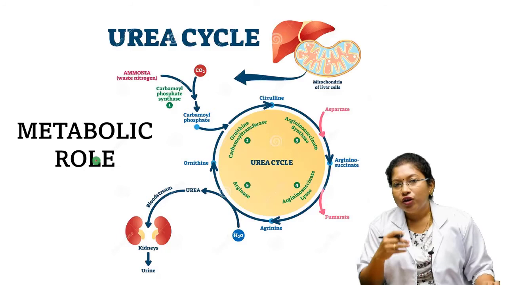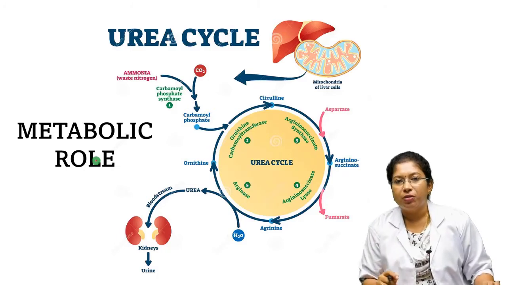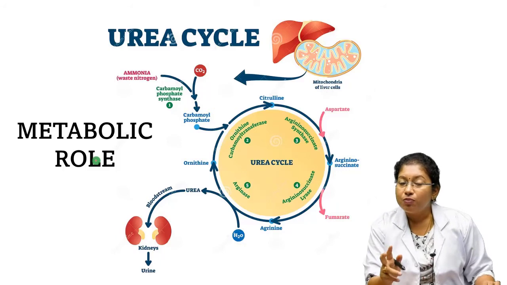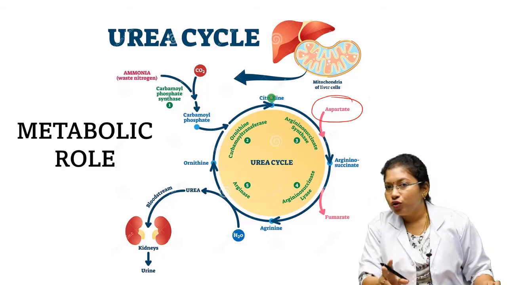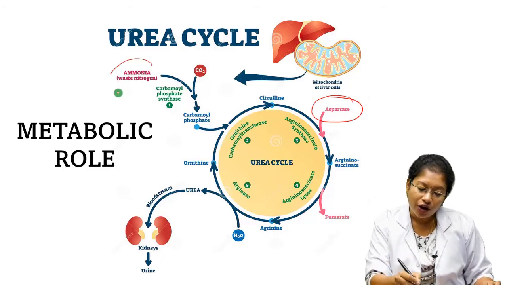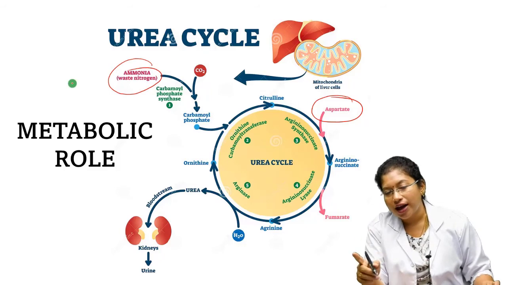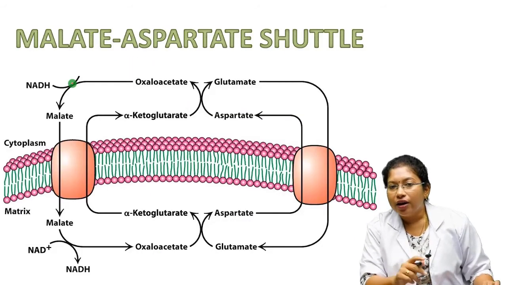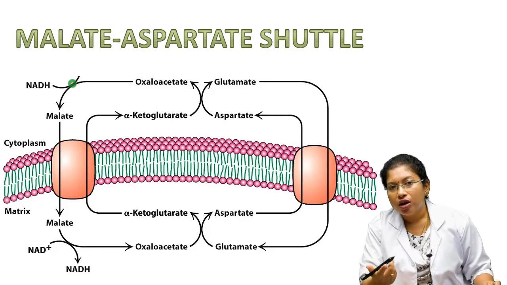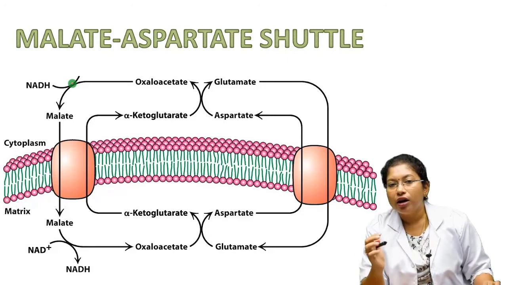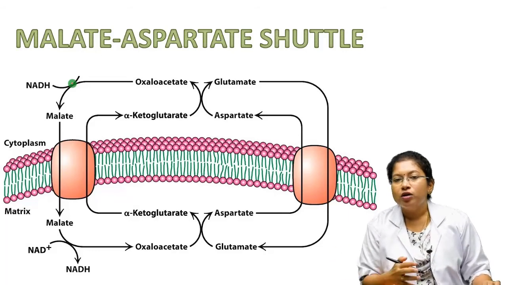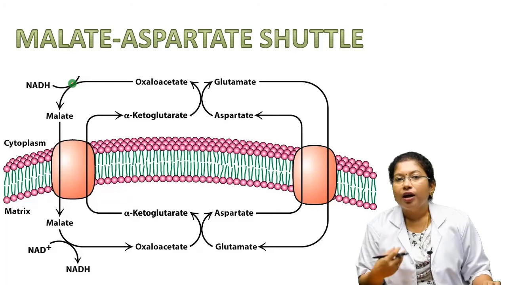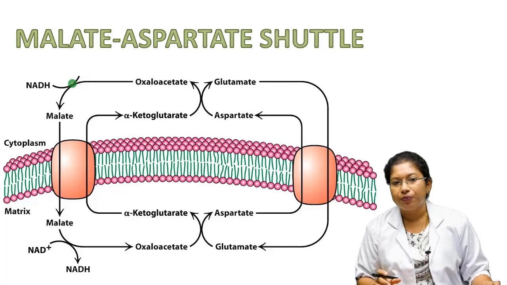And we move on to the metabolic role of aspartate. In the urea cycle, aspartate is the second nitrogen source. Urea contains two nitrogens. One nitrogen is given by your ammonia and the second nitrogen is given by your aspartate. And the second role is the malate aspartate shuttle. It is going to shuttle your reducing equivalents, NADH, from cytoplasm to mitochondria for helping the electron transport chain. So it is going to shuttle your reducing equivalents.